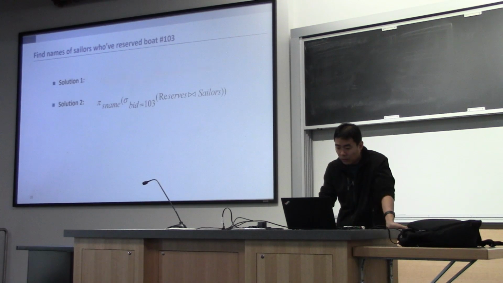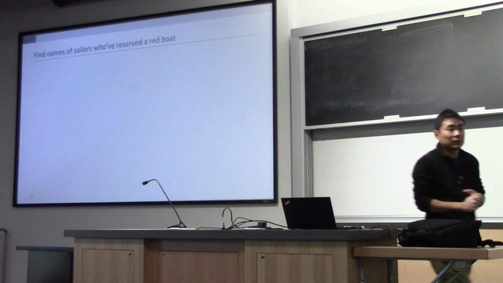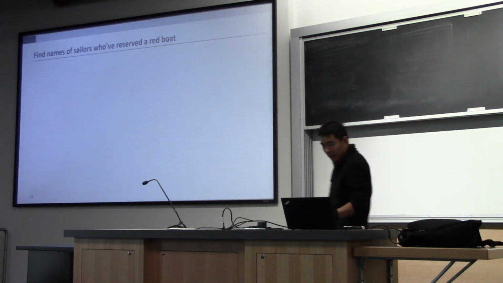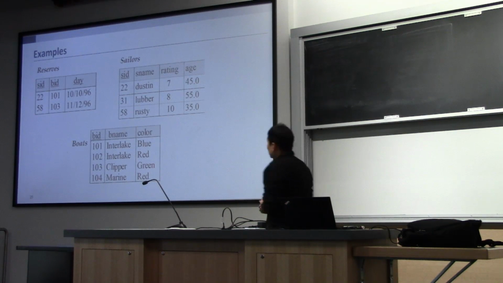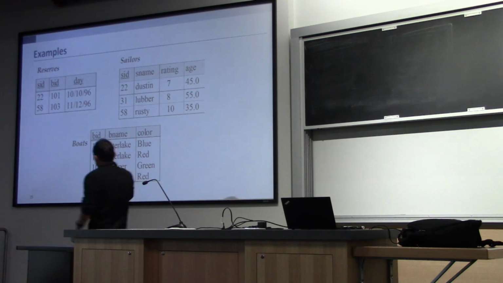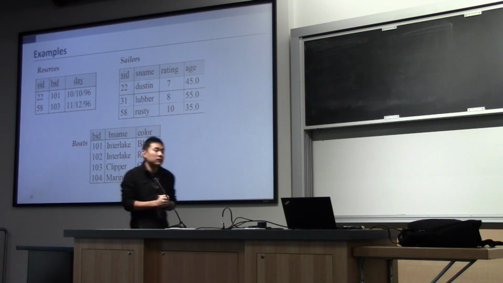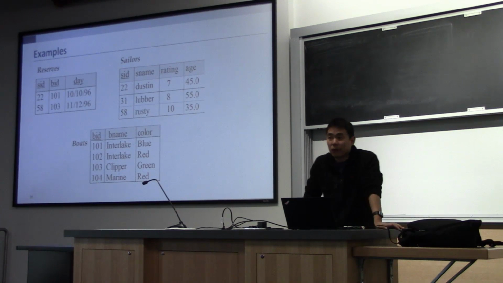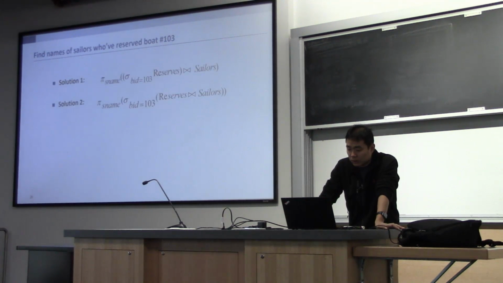Okay, so now we talk about these examples. I'm going to continue from here. Find the name of sailors who reserved a red color boat. So how do we do this? Using relational algebra. Let me refresh your mind with the instance of the running example. We have reserves, sailors and boats, showing who reserved what on what date. Okay, that's kind of the setup. And the query asks you to find out who reserved a red color boat. Who reserved a red color boat? How do we do this?